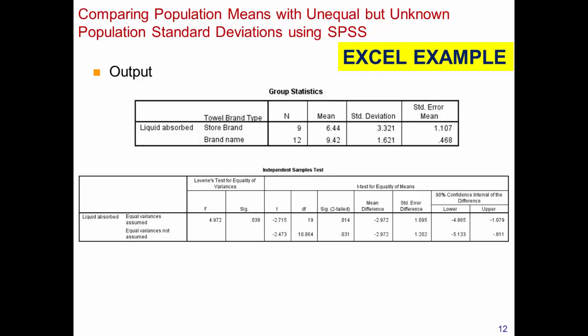So for our example, the p-value is lower than 0.05, and that's for the difference between the store brand and the name brand paper towels' liquid absorption capacity. So we conclude that the difference in means is statistically significantly different from 0. The mean difference is just that: the difference between the two means. So it's 6.44 minus 9.42, which gives us negative 2.972.